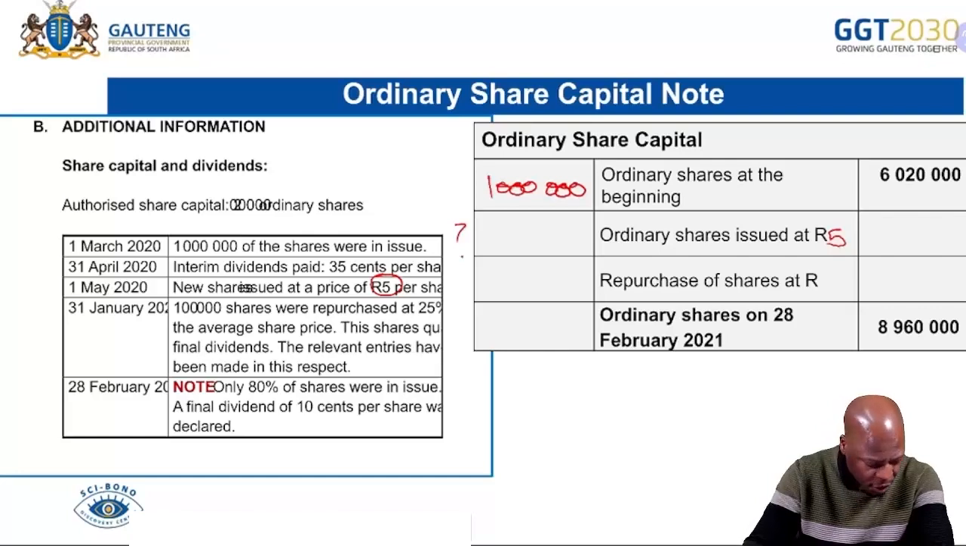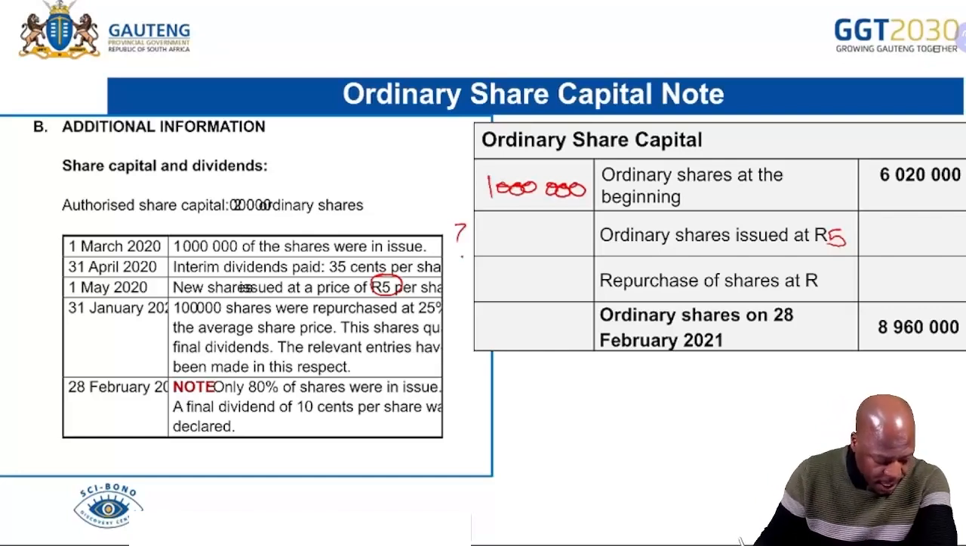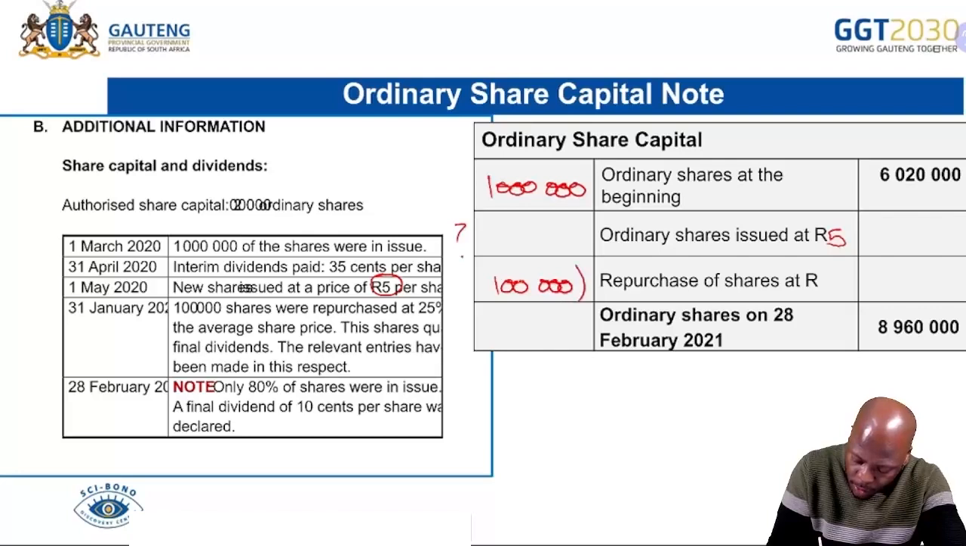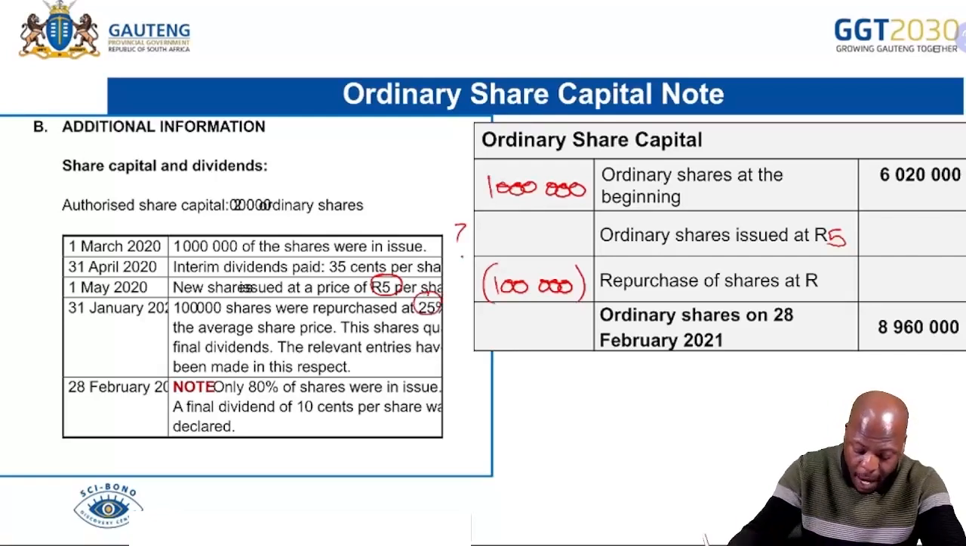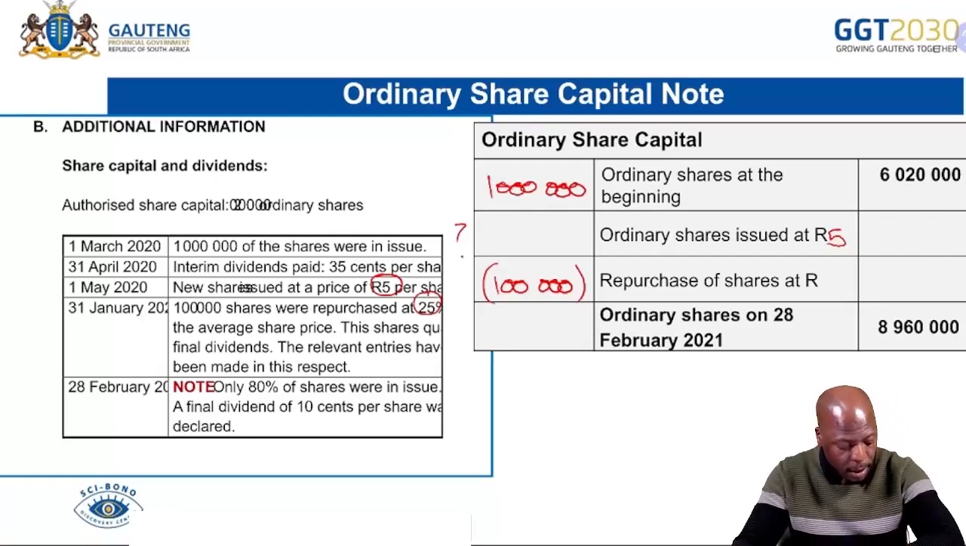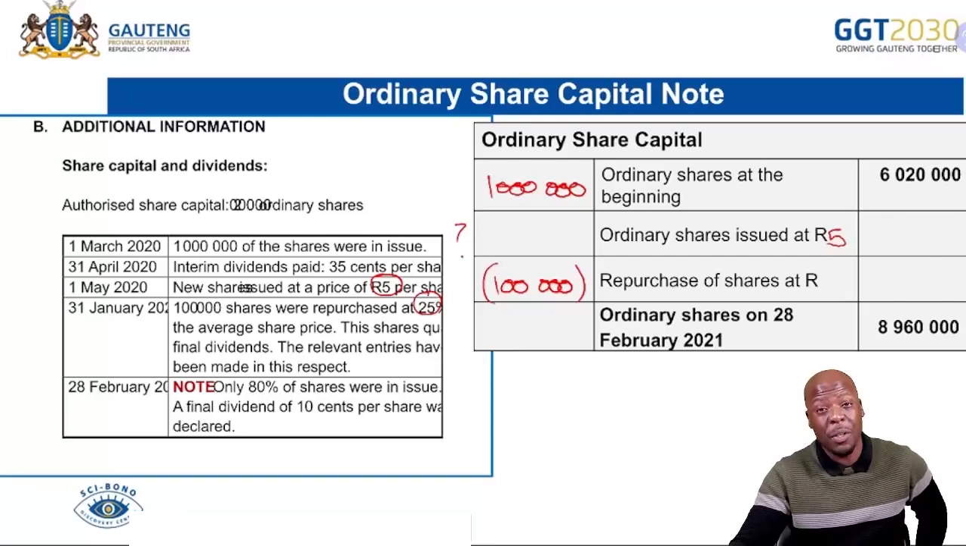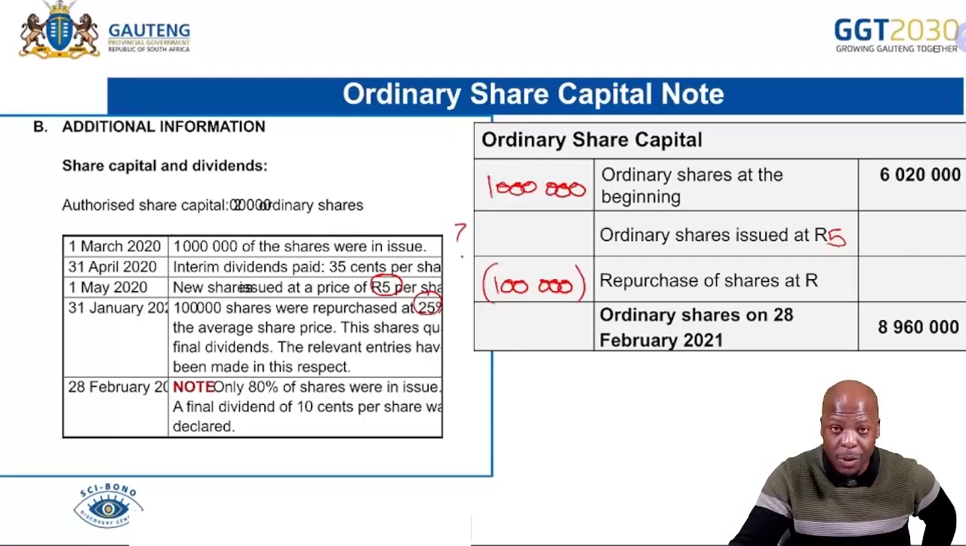100,000 shares were repurchased at 25% above the average price. So we're going to repurchase here 100,000 shares. 100,000 shares are being repurchased. And then they say we're repurchasing them at 25% above the average price. And then these shares qualify for final dividend. In other words, when we are declaring final dividends, we need to consider these 100,000 shares. They must get the final dividends. The relevant entries have been made in this respect.